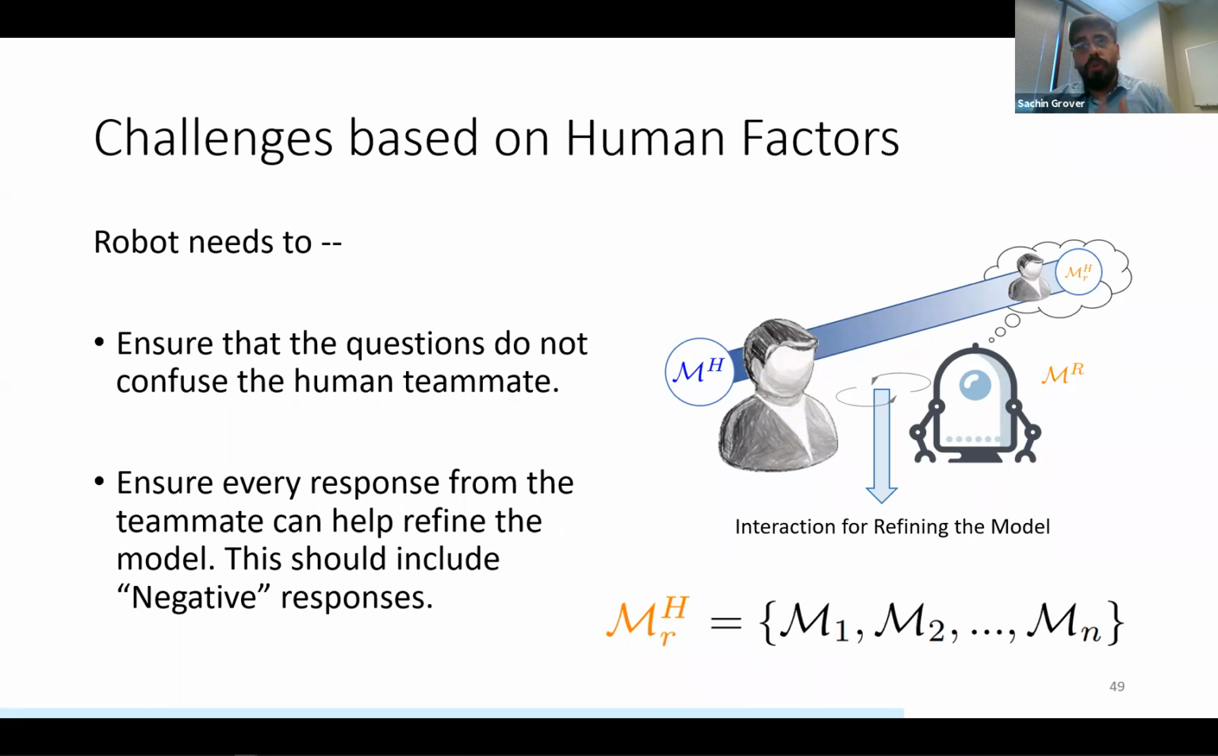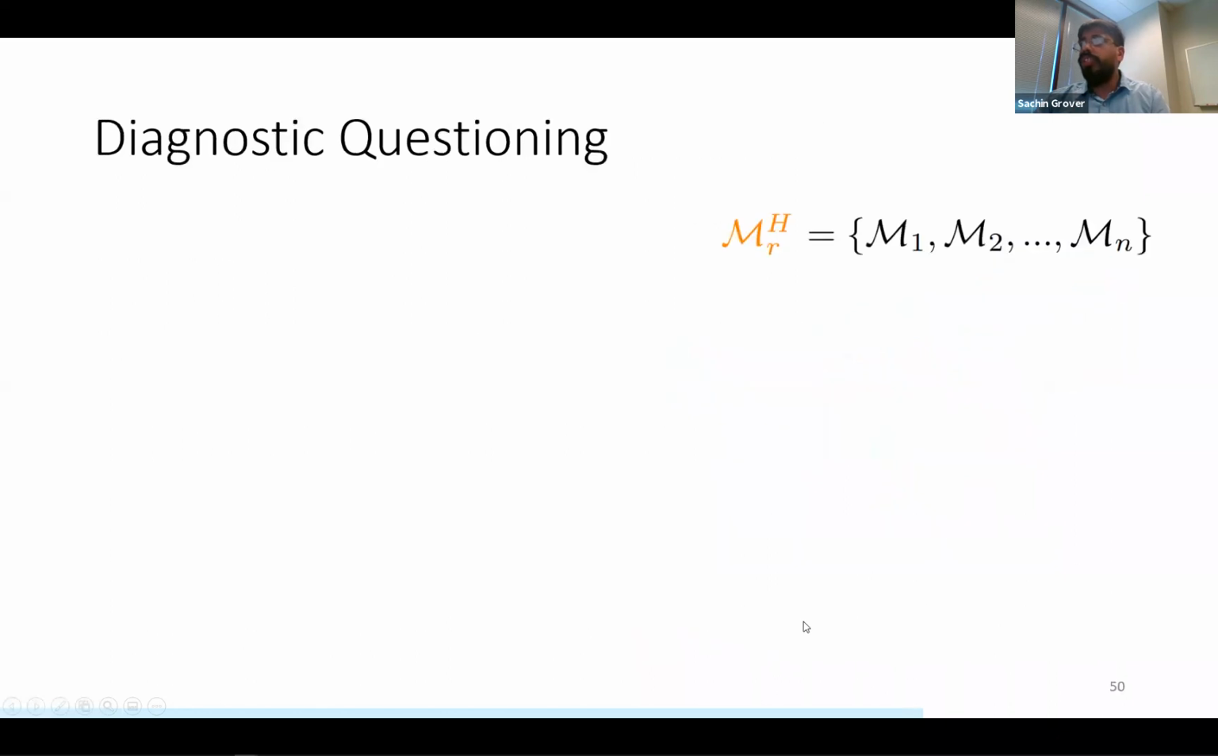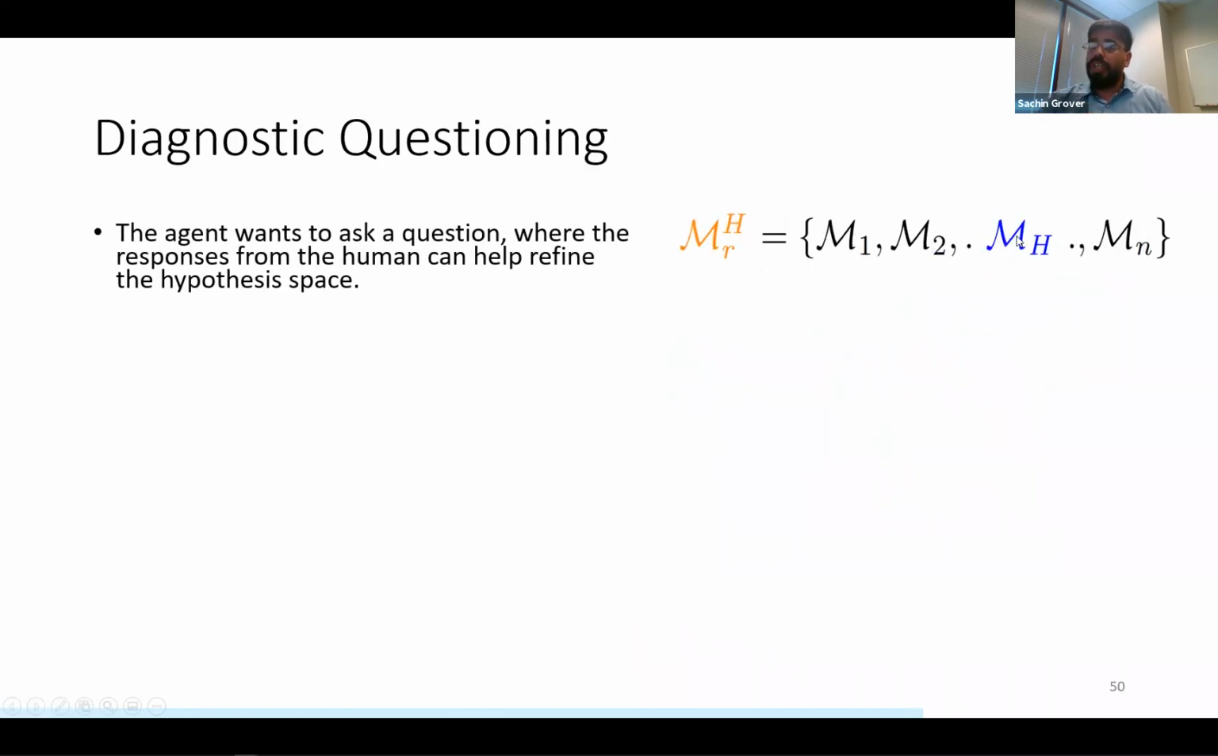This should also include, more specifically, the negative responses, because it usually becomes hard when the human says that they cannot do it, and there could be multiple reasons for this failure. It becomes hard for the robot to understand which model or what subset of the model the human is pointing to. In this case, just to set it up, we assumed that the robot's model had a set of possible models, and it assumed that the human model was part of it, that MHR consisted of this set of models.